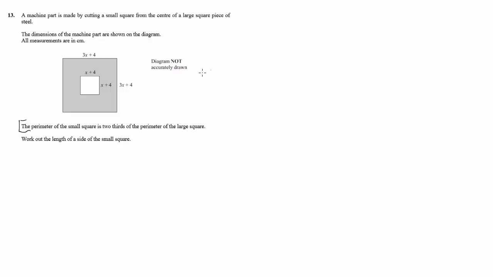So the perimeter of the small square is x plus 4, x plus 4, x plus 4 and x plus 4, which when added together gets me 4x plus 16. So that's the small square, and the perimeter of the large square is 3x plus 4 plus 3x plus 4 plus 3x plus 4 plus 3x plus 4, which altogether will give me 12x plus 16.